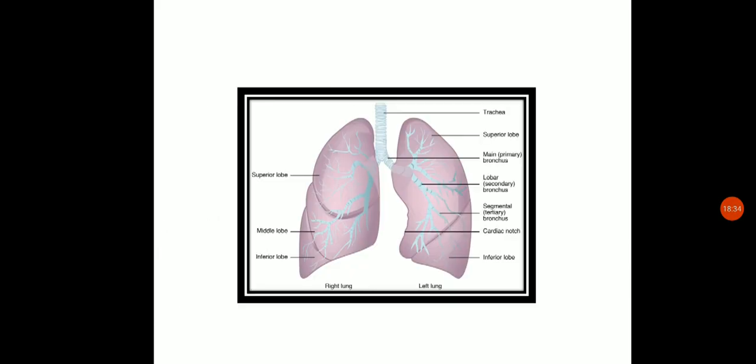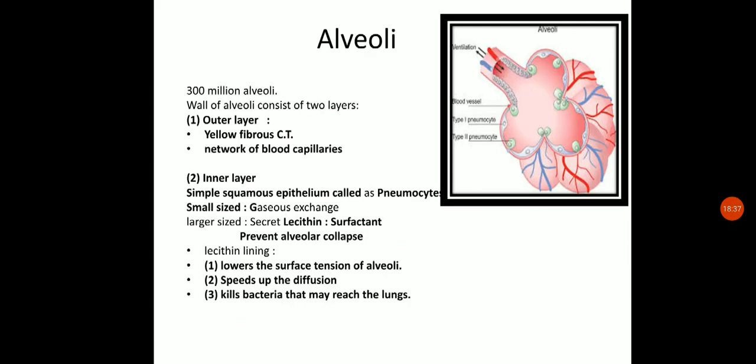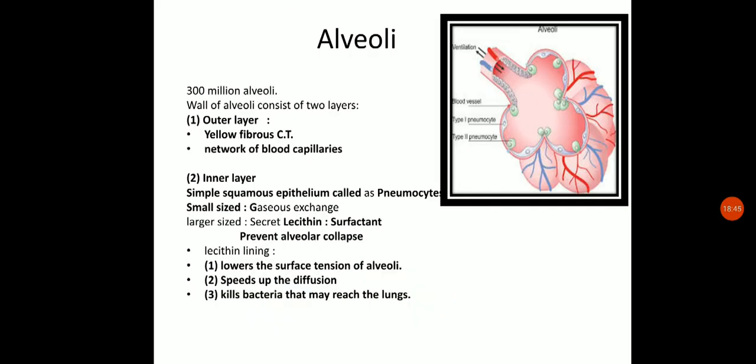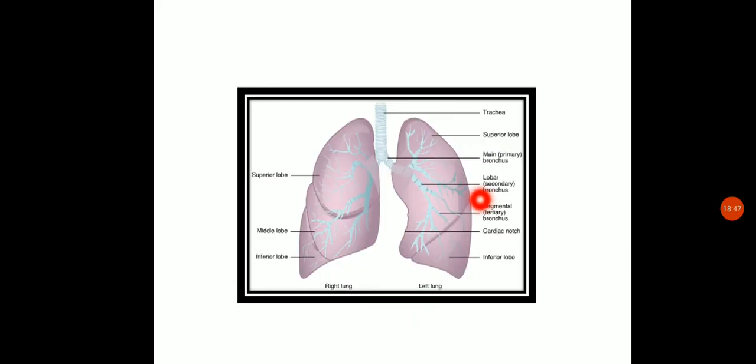Now, there is something more to be discussed. When we see the lobes, the right lung is the bigger one and has three lobes: the superior lobe, the middle lobe, and the inferior lobe. While the left lung has only two lobes, the superior lobe and the inferior lobe.